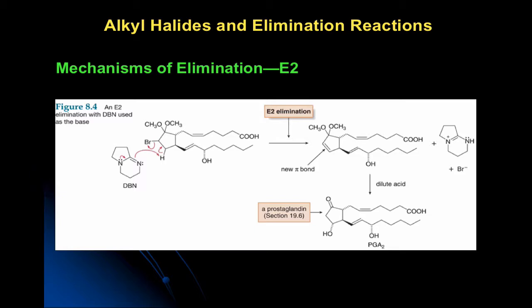This is just an E2 elimination to put the double bond in, and then on treatment with acid, this all ends up becoming the prostaglandin of interest. But you can see the mechanism, right? This electron pair is being pushed here to form this double bond. This pi bond is actually what functions as the base, abstracts that hydrogen, and so on and so forth. So it's a pretty straightforward reaction, works really, really well.